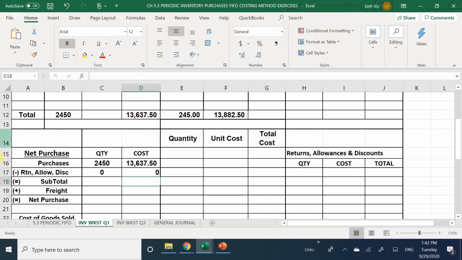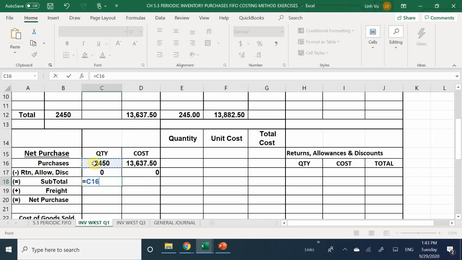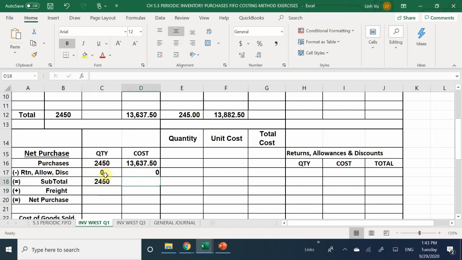Now, what you're going to notice is on the left side, there's indicators on what you need to do. So in this case, I have my total purchases, right? I'm going to subtract any of my returns and allowances, okay? And my subtotal is going to equal that. So I'm going to take my 2,450 and subtract my 0 to get me 2,450. Same thing is going to apply on this side. I'm going to take my 13,637.50, subtract my 0, which gives me 13,637.50.